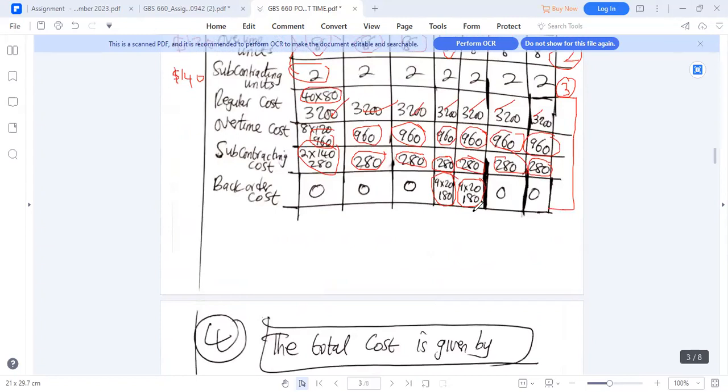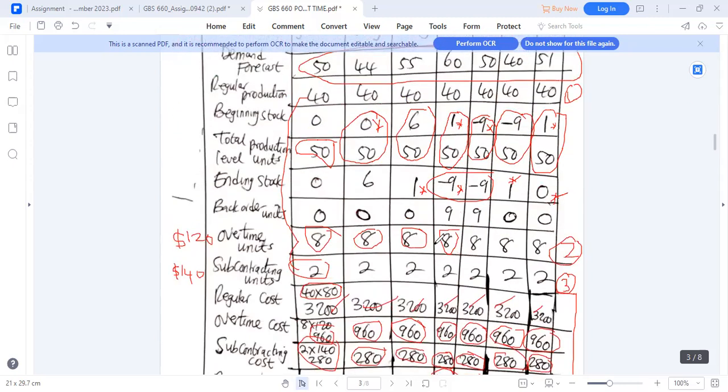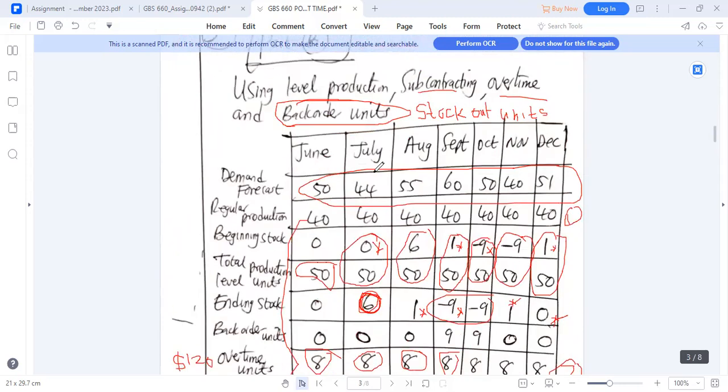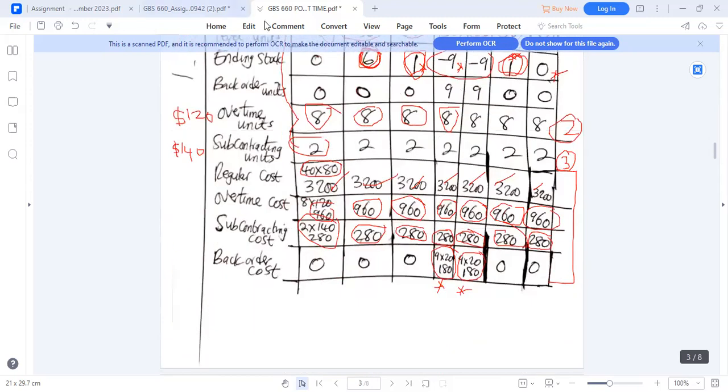The back order cost was just in the month of September and October, meaning that our back order is 360. Then of course we had holding cost. We had physical stock in July, we had physical stock in August, and we had a physical stock of 1 in November. So 8 units as physical stocks.